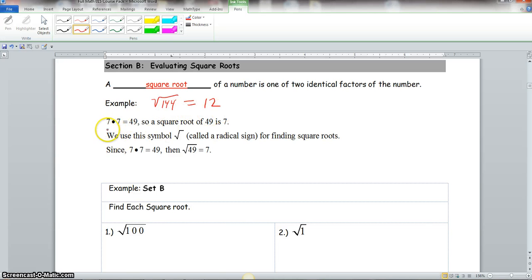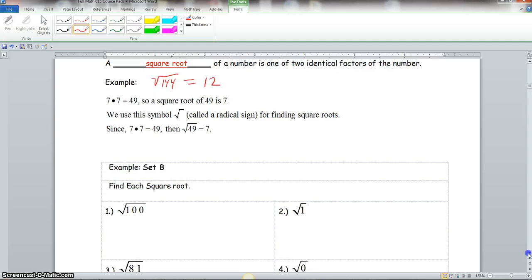Now we have another example here. We have 7 times 7 is 49. So a square root of 49 is 7. We use this symbol here, the square root symbol, called a radical sign, for finding square roots. Since 7 times 7 is 49, then the square root of 49 is 7. So we're asking ourselves, what number times itself will give us the number under the radical? We know 7 times itself is 49.